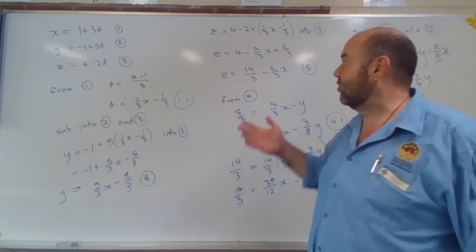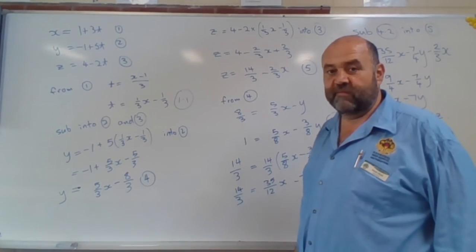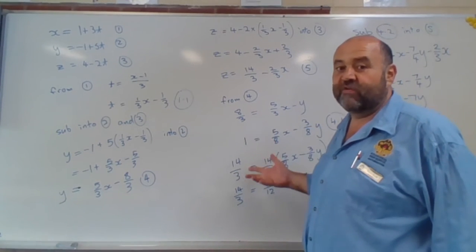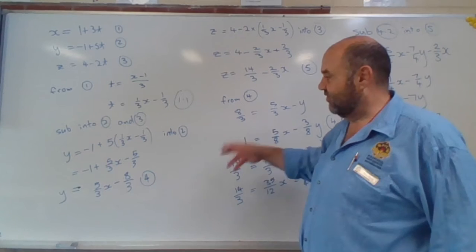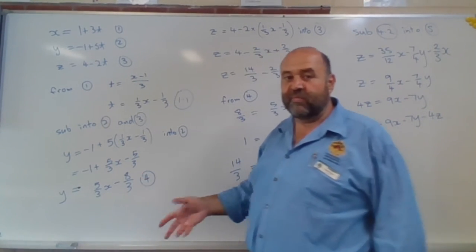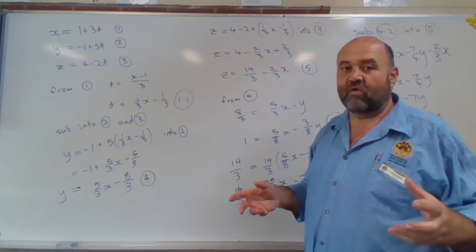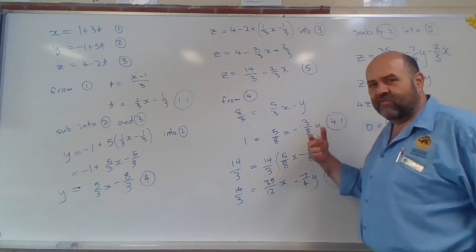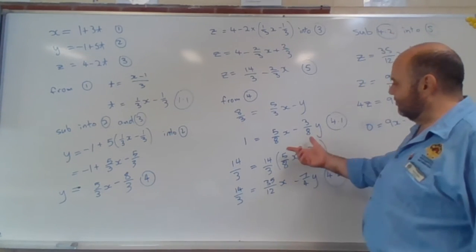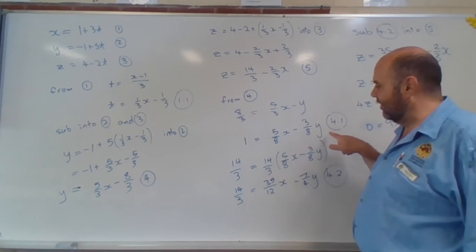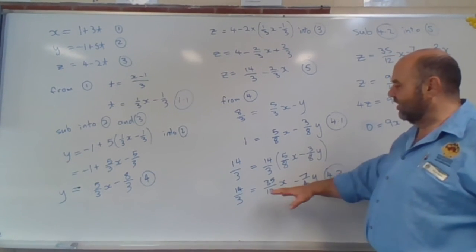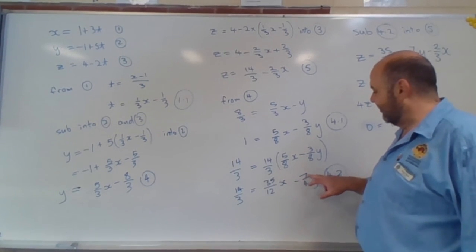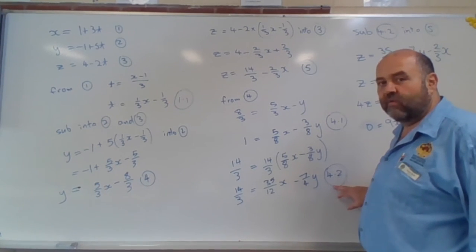So I notice that in equation 5, I've got a 14 on 3. So I'm going to manipulate this 8 on 3 from equation 4 to be 14 on 3 in terms of x and y, and then substitute it into equation 5. That's the rationale behind what I'm doing. So multiplying everything by 14 on 3, expanding and simplifying, I get 14 on 3 is 35 on 12 x minus 7 on 4 y. I call that equation 4.2.